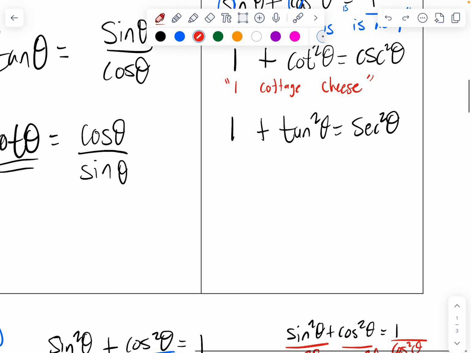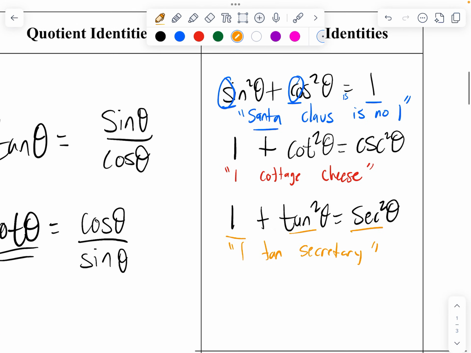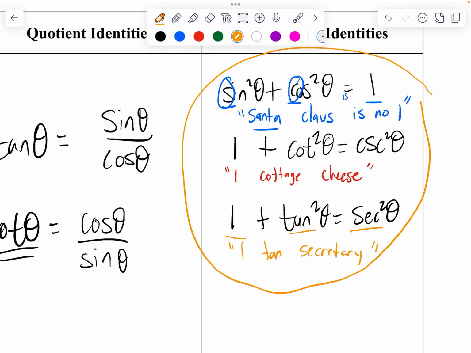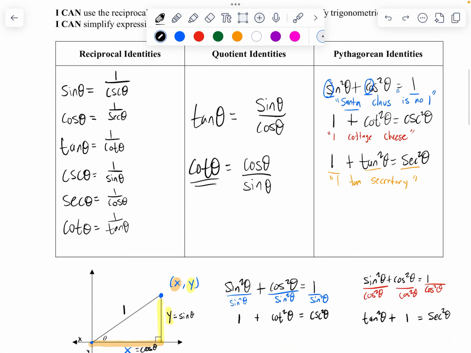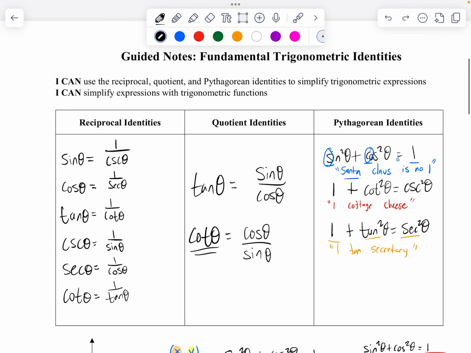Right? And then the last one I remember as 1 tan secretary. Right? 1 tan for tangent, secant, secretary, right? And then as long as you remember that all of those functions, all the trig functions are squared, those are your Pythagoreans. And that's how I remember them. A little silly, but there you go.